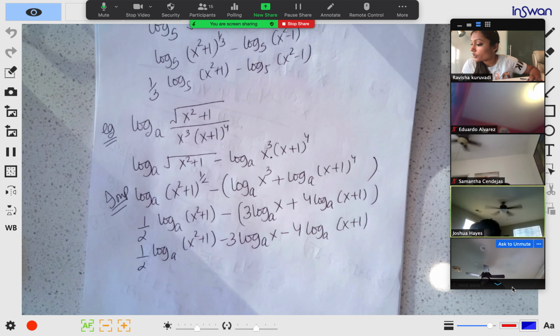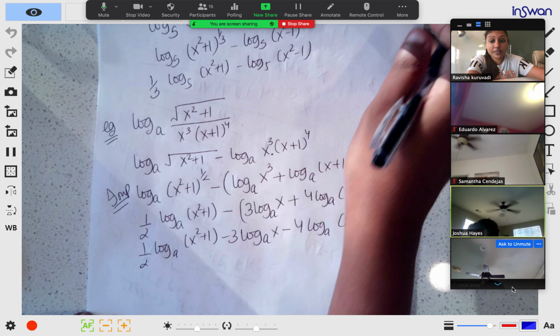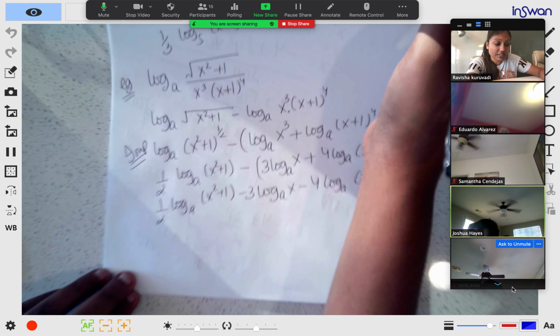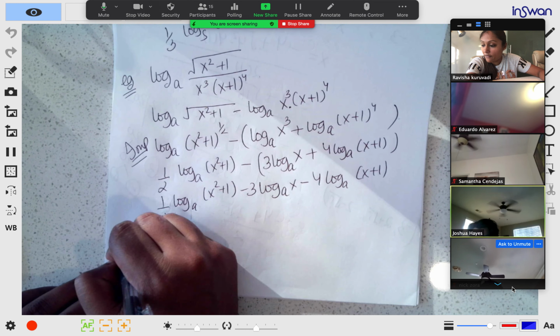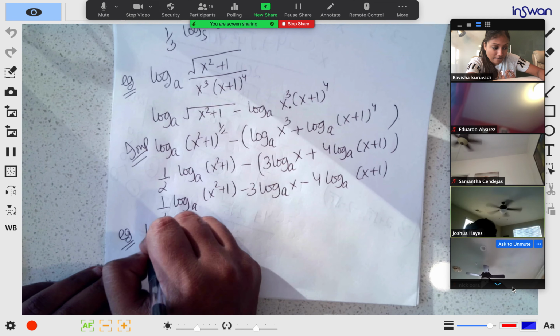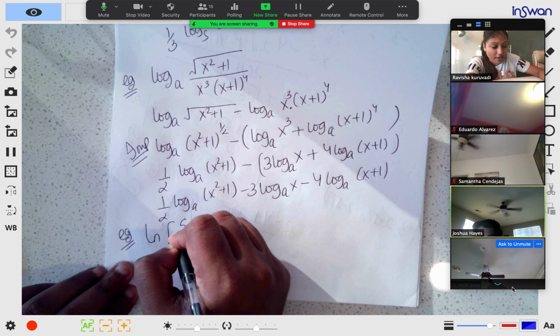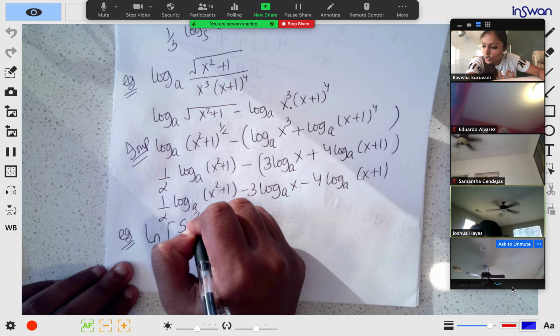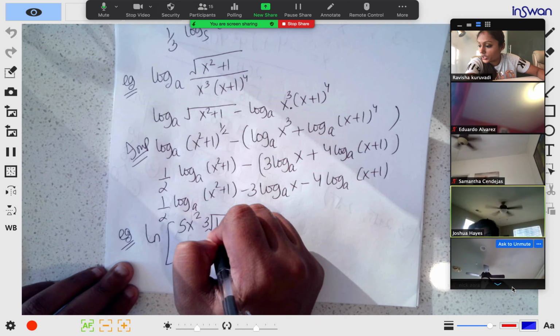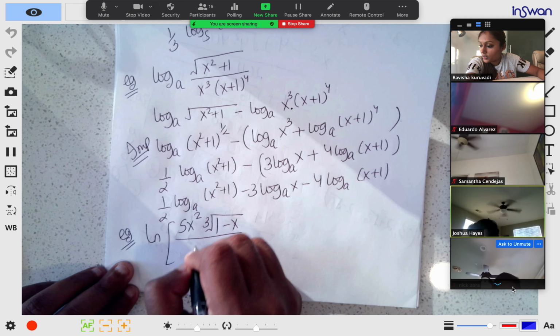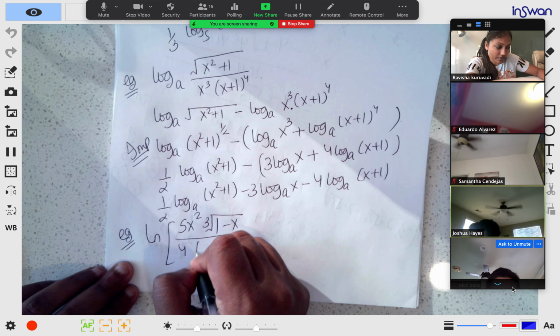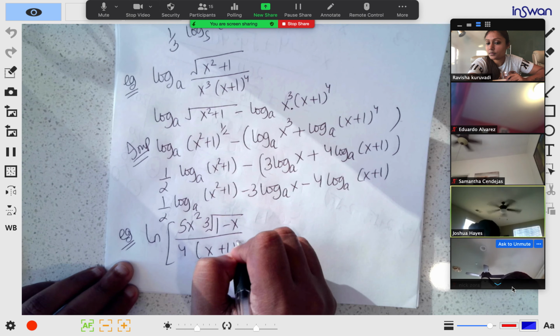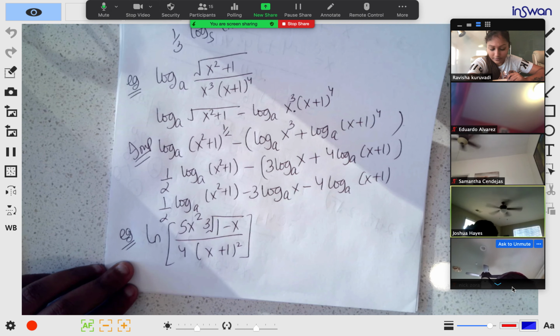Okay, this is one of the toughest ones you're going to get. So if you know how to do this, this is good. So you have ln of 5x squared cube root of 1 minus x over 4 times x plus 1 whole square. You're given this thing here.